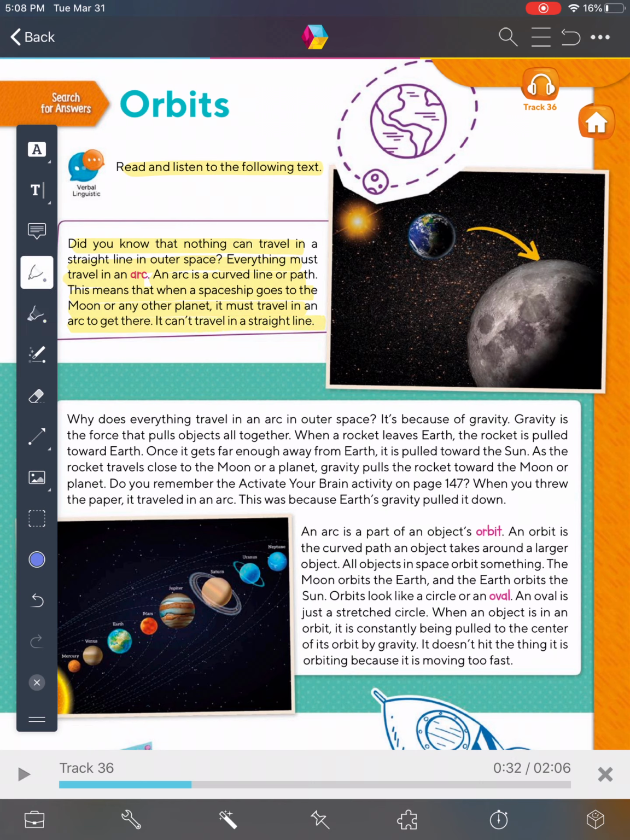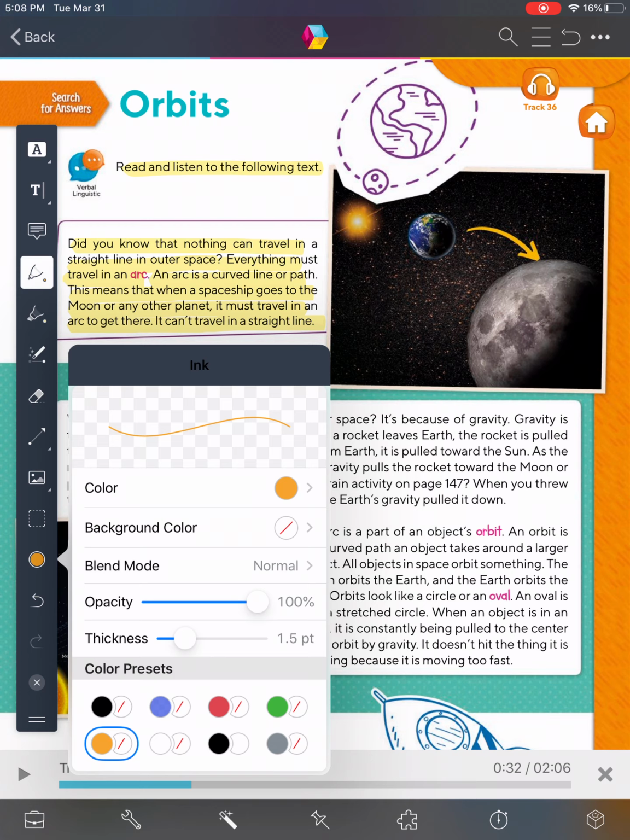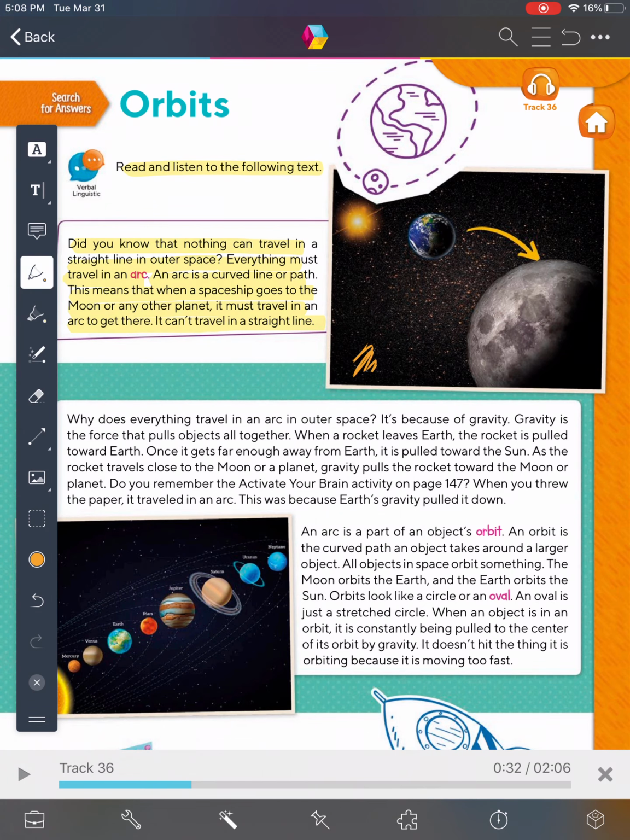Okay, let's make a pause. So, that means that if we were on a rocket over here, imagine that I have a rocket over here traveling to the moon, we cannot travel in a straight line. We have to travel in an arc. What does that mean? Because of the shape of the orbits and the spaceship. Okay? Let's continue reading to understand better why we should be traveling in an arc form, okay?